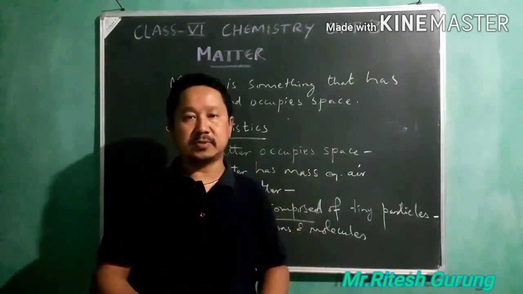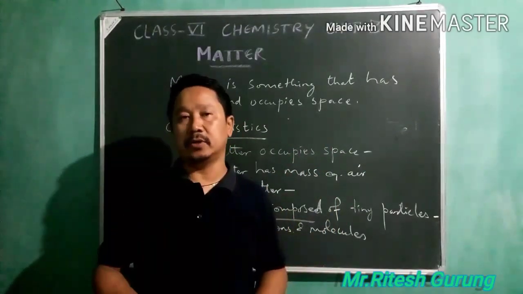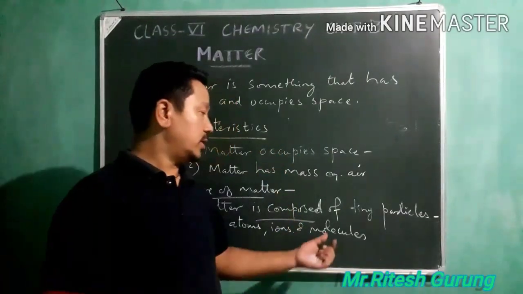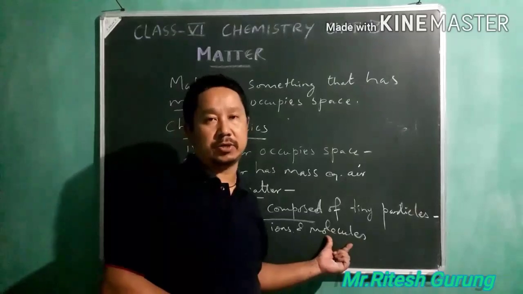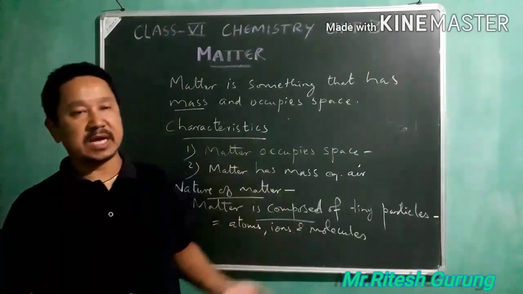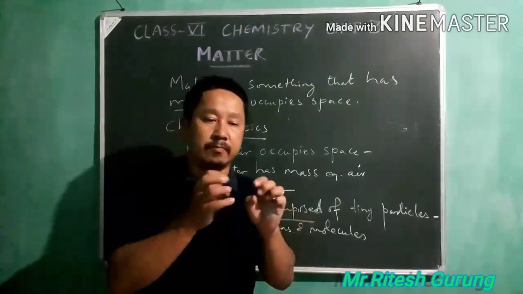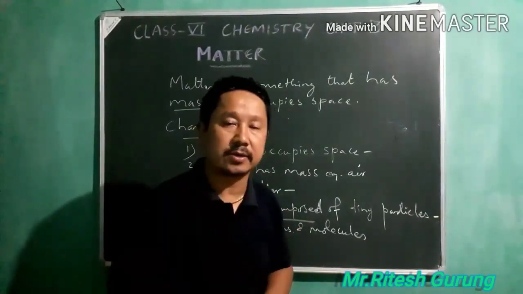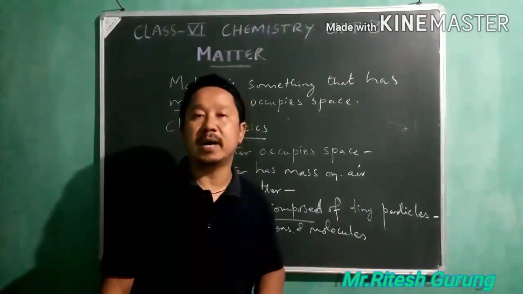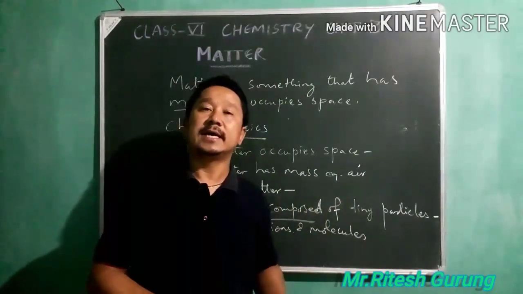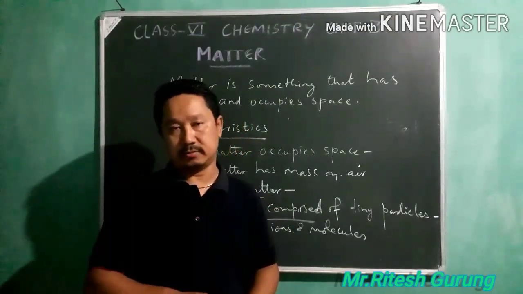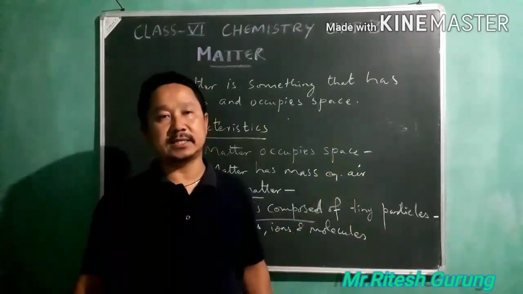Maybe the atoms of the same type or different types make a group of atoms, and this group of atoms is your molecule. That is a group of atoms. Many atoms of the same type or different types, when combined together, that cluster of atoms is your molecule, and this molecule can independently exist in nature.